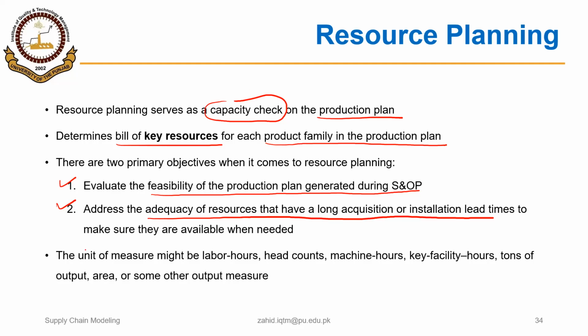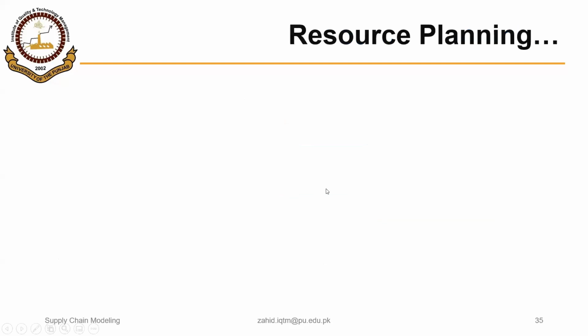One very important aspect of resource planning is unit of measure of each resource. So for labor and machines, it could be number of hours, labor hours or machine hours. It could be head counts, especially if the resource required is providing some service. So you might be more interested in the number of people that are required, or it could be tons of output or volume of output. And in the case of storage, it could be the area that is required, or it could be some other unit of measure, but you should be very clear about the unit of measure.